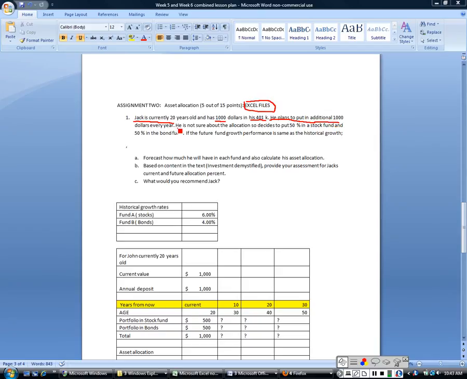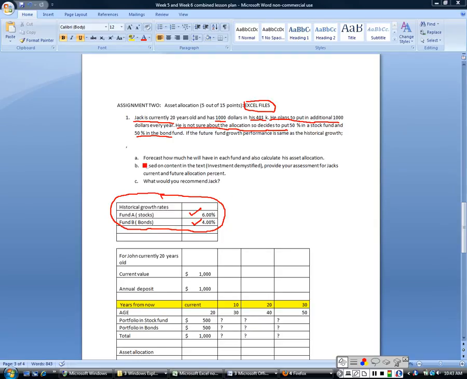So he basically said, okay, not sure, I'll just do 50-50. He said, I'm going to put 50% in the stock fund and 50% in the bond fund, and I'm going to let it ride. And so the exercise is, based on the fund growth rate, I'll give you 2 funds. Let's say Fund A, which is a stock fund, has typically grown about 6%, and the bond fund has grown 4%, and that's the growth rate over, say, the past 10 years. What if they grow at the same rate? So we're going to make an assumption they're going to grow at the same rate.